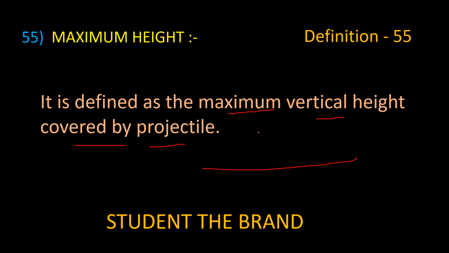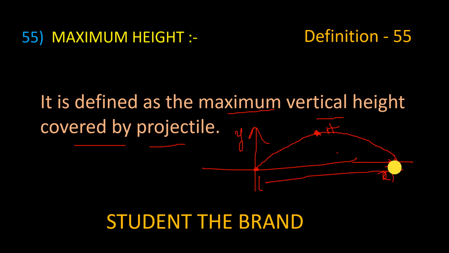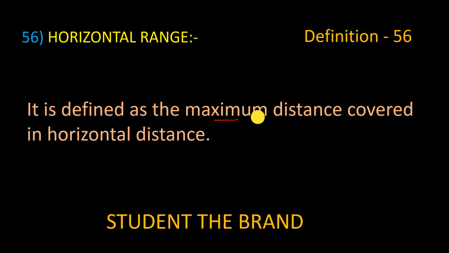So maximum height. If you take a coordinate axis, this is x, and I am taking this as y. If you throw the particle from here to here, it reaches the maximum distance by reaching the maximum height. So I am taking this as the maximum height, and this distance, how much distance is covered by the body, right? That is a distance. And horizontal range is defined as the maximum distance covered in the horizontal direction.